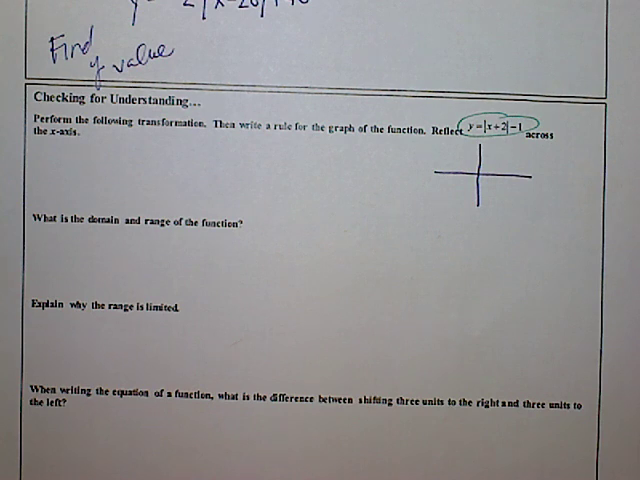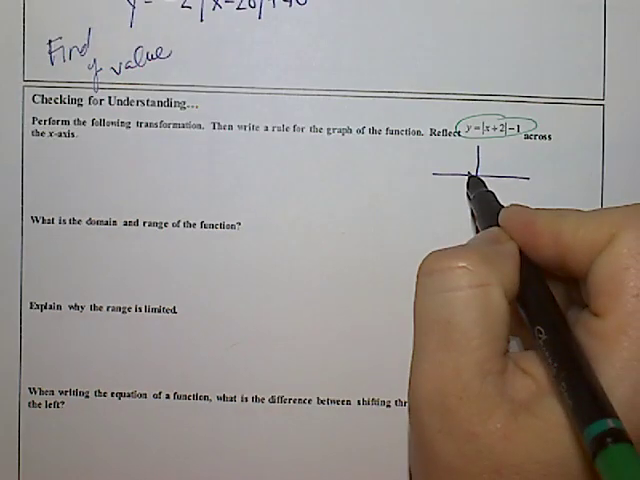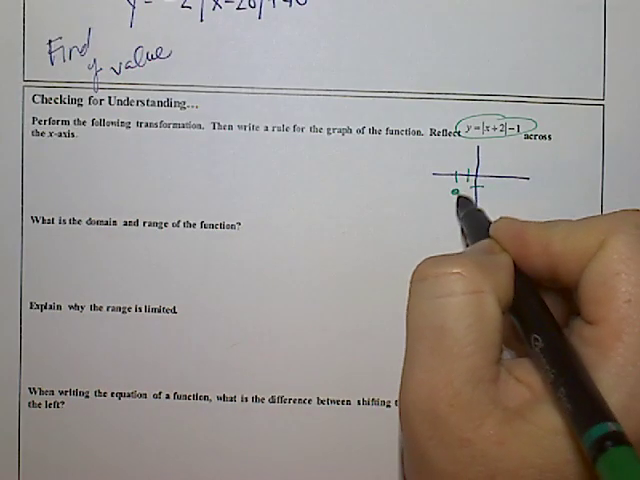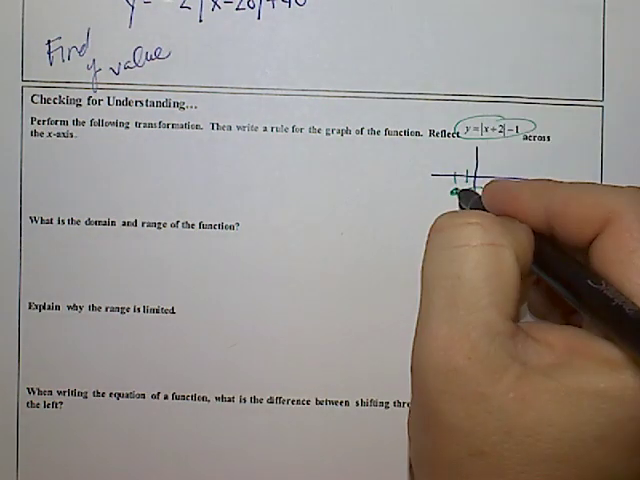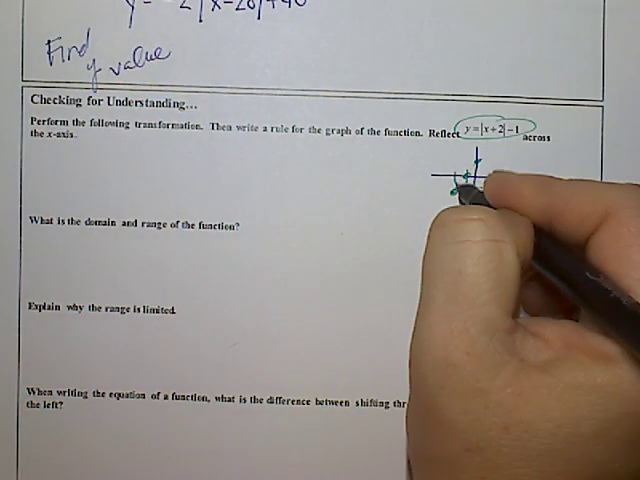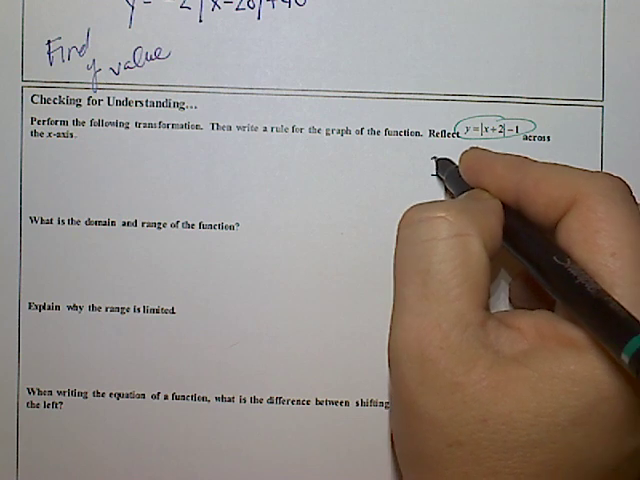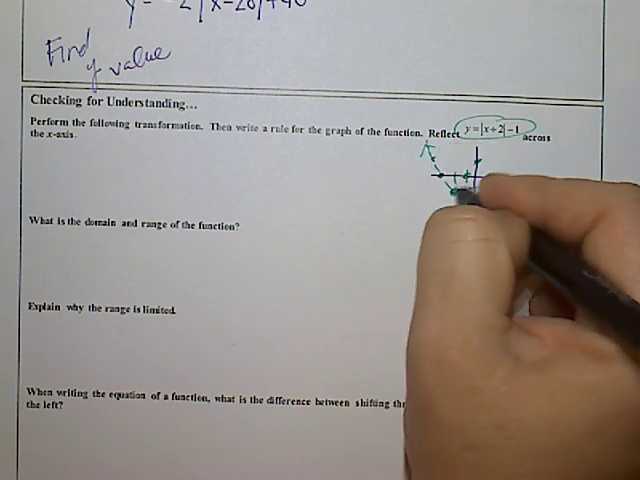Am I going to move to the right 2 or left 2? Left 2 and down 1. And then this is a 1 over 1. So it's up 1 over 1, up 1 over 1. And then I'm going to reflect it across the line of symmetry. So it's looking like this.